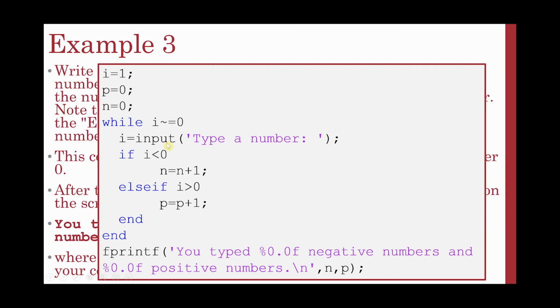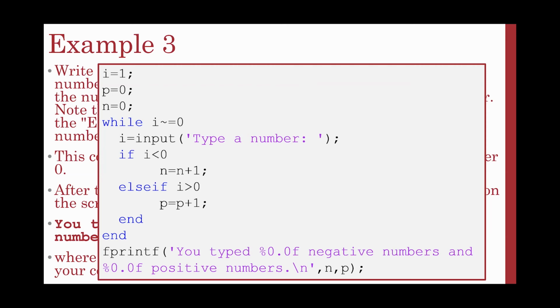I is then equal to the input, and we're going to ask the user to type a number. The reason I is defined outside of the while loop is because if I was defined inside of the while loop, the while loop would never trigger. Could you have prompted the user for a number to begin with? Yes, but what if the user typed in 0? Then the whole code would never run.